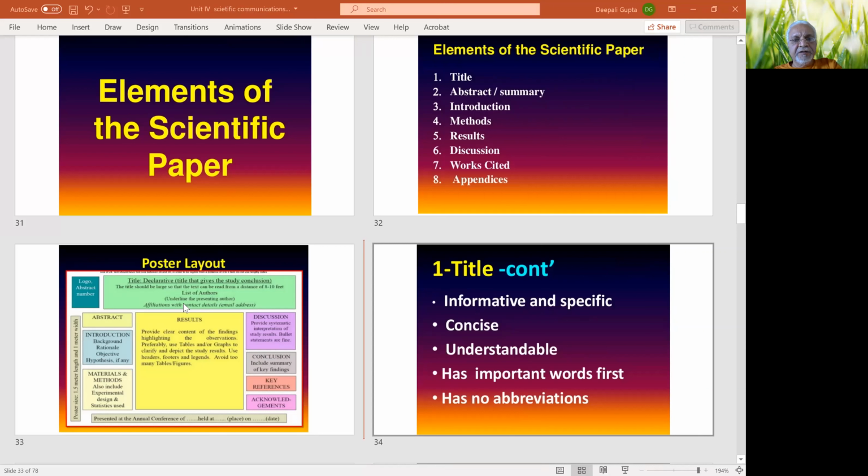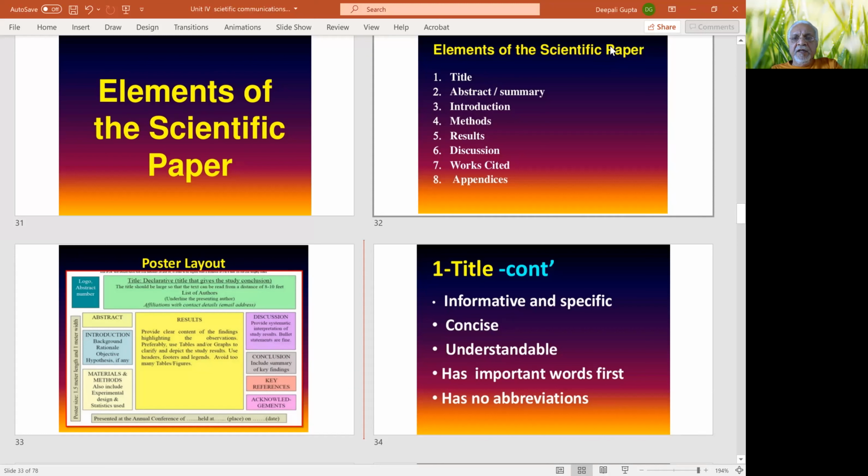how a poster is developed, which has all these elements of your work, with a title, abstract, introduction, materials and methods, discussion, results, conclusions, etc. So all these things are there in a poster, and the same thing is there in a research paper. So this is what we discussed last time.